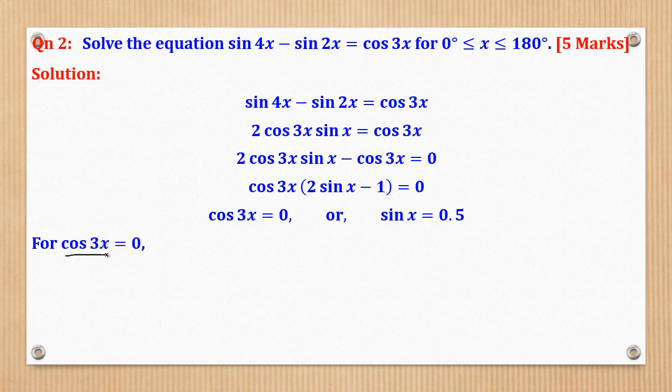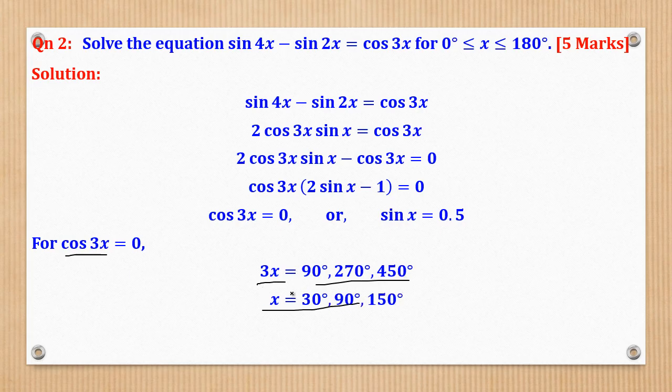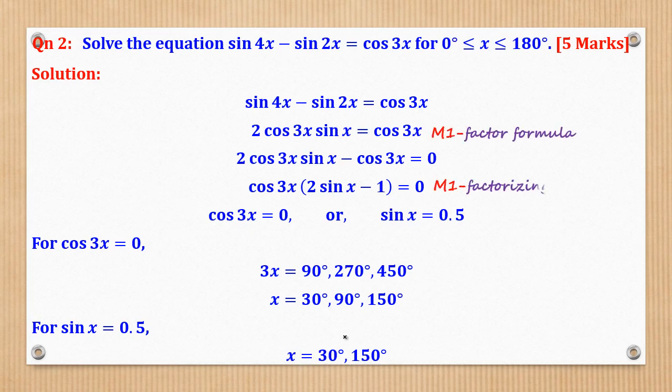So for cos 3x equal to 0, we shall get 3x being equal to this. Then we get the values of x by dividing by 3 throughout. For sine x equal to 0.5, we shall come up with values of x as those. And that's what they wanted.